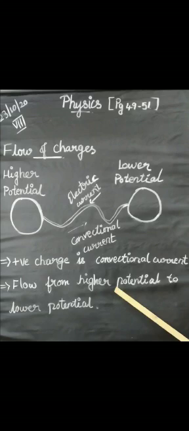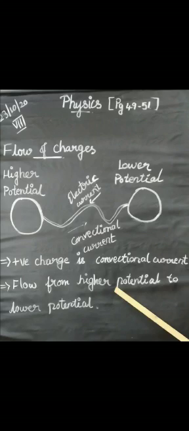First, we will see that we have two metallic spheres. One will have more negative charge, that is, an excess of electrons. The other will have more positive charge, that is, a deficiency of electrons. So we have two metallic spheres: one is negative, the other is positive.